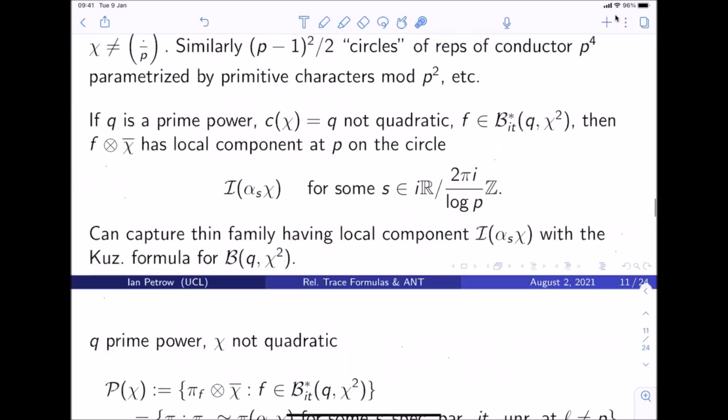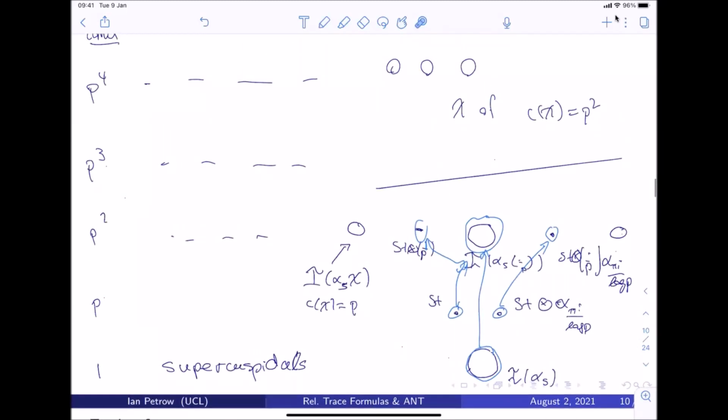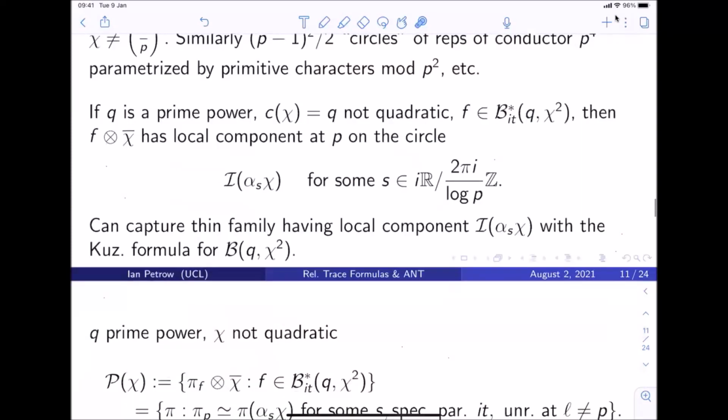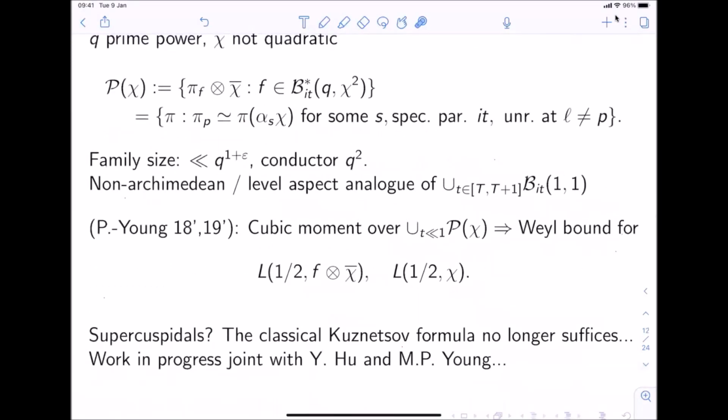Okay, so there's one obvious other part of this picture that's missing so far. Conrey and Iwaniec did the families corresponding to these, and we were able to do cubic moments over a family corresponding to a single circle here. But there's also all of these isolated supercuspidal representations on this side of the picture. The obvious next thing to do would be to try to do supercuspidals. But in this case, there's no classical Kuznetsov formula that suffices to pick out one of these supercuspidal representations. So this is definitely still open, but it's current work in progress with Yuki Hu and Matt Young.